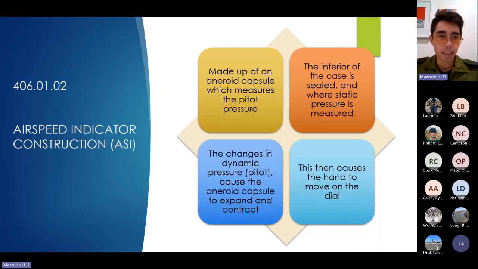So the way that an airspeed indicator is constructed is that it's made up of an aneroid capsule, which measures the pitot pressure. The aneroid capsule is going to be the same for the VSI and the altimeter. It's just the type of pressure that it's reading that is different. Essentially, it's a thin, flexible metal box that, once it reaches the pressure in a certain capacity, will cause it to either expand or contract. The interior of the case is sealed where the static pressure is measured, and the changes in the pitot pressure cause the aneroid to expand and contract, which then causes the hands on the airspeed indicator to move, according to what the measurement is.